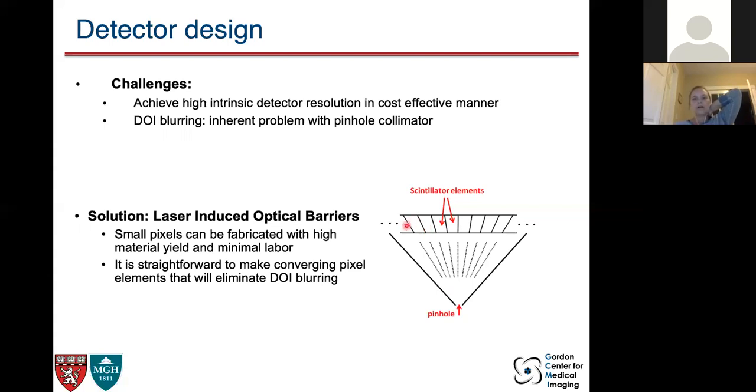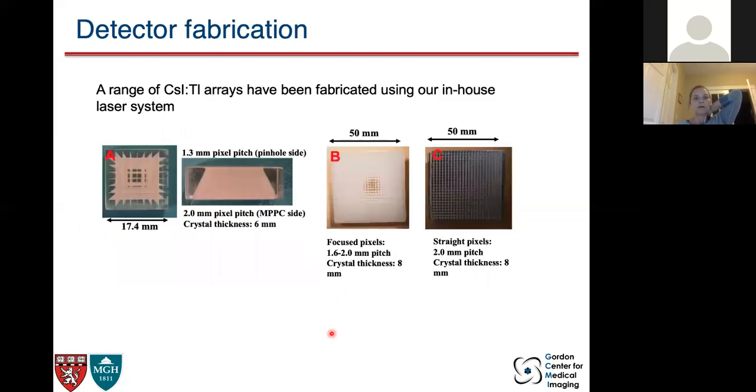This would be very hard to do by cutting the crystal, but with the laser technique, it's a straightforward thing to do. So here I just wanted to show some crystals that we fabricated, where you can see these focused pixels inside the crystal.